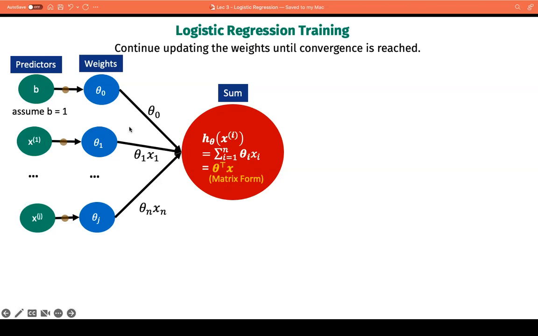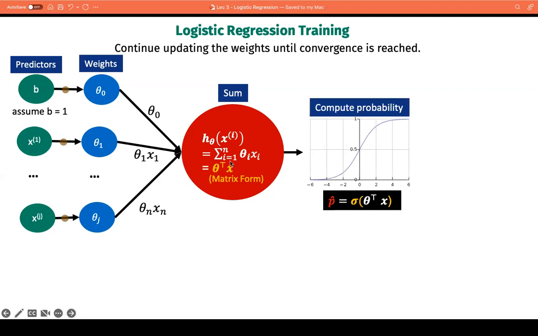So, like linear regression, logistic regression also takes the weighted sum of the predictors or features and weights. So essentially, we have the set of predictors x1 to xj, and then a bias with a value of 1. And each of these has a corresponding weight. So taking the weighted sum, we can represent it in its matrix form, theta transpose x, wherein theta refers to the weights. So this weighted sum will be an input to a sigmoid function that will squish the values between 0 and 1.